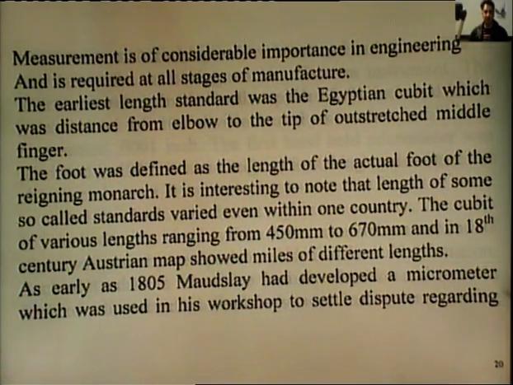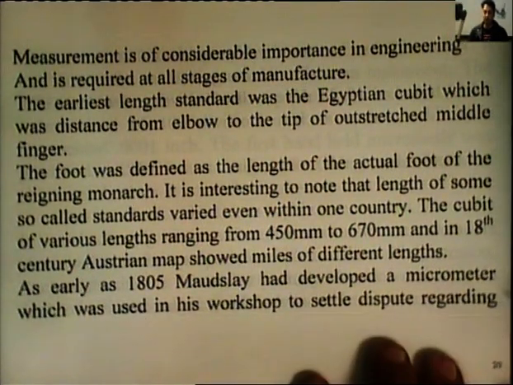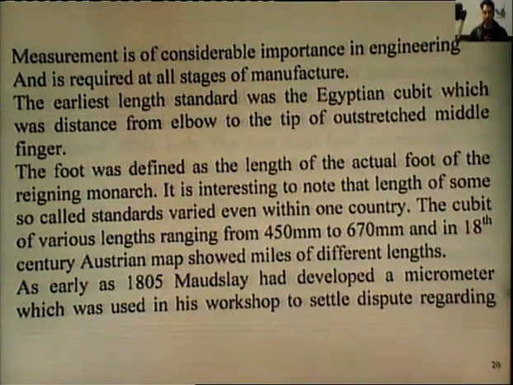The earliest length standard was the Egyptian cubit, which was the distance from elbow to tip of outstretched finger. So you can just understand how measurement was being considered in the older days. It was not an accurate way of doing, because everybody will have a different distance of elbow to tip when the middle finger is outstretched.